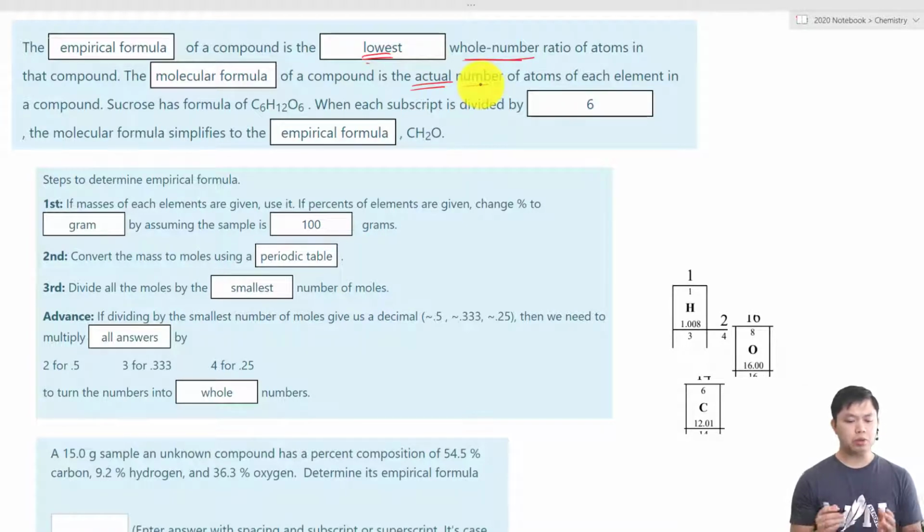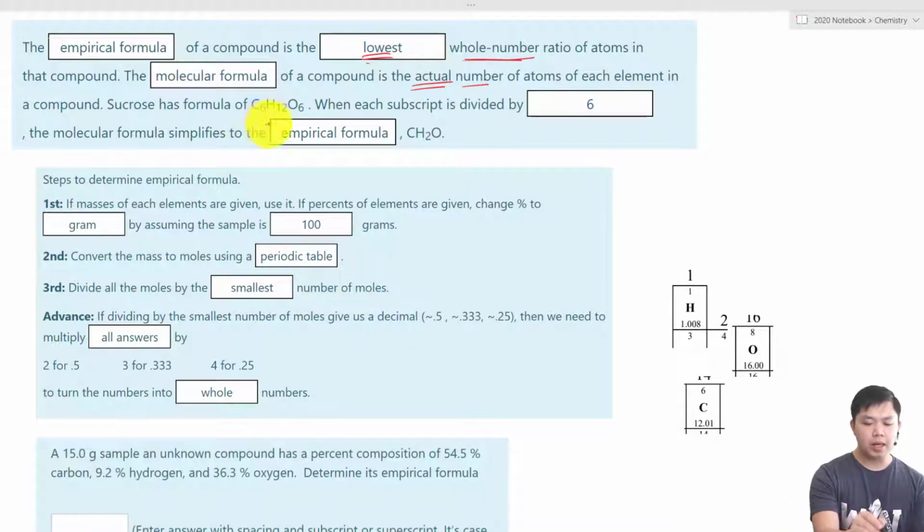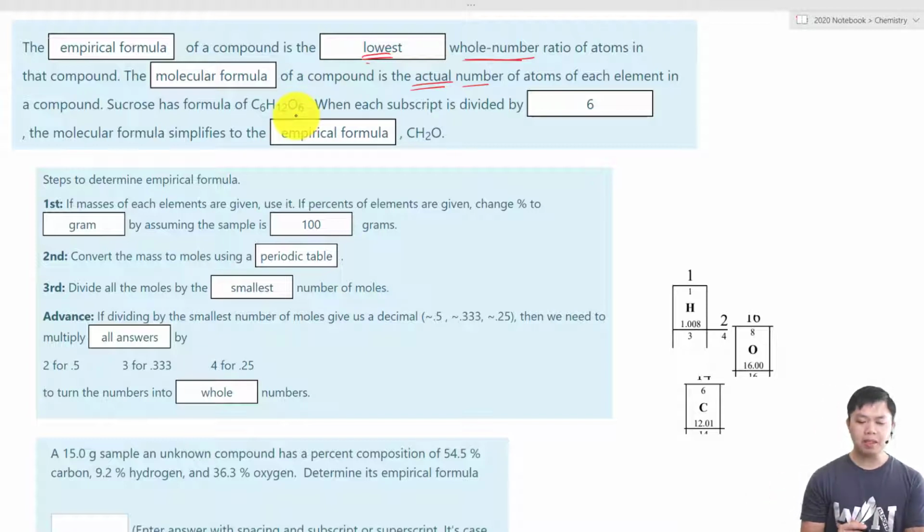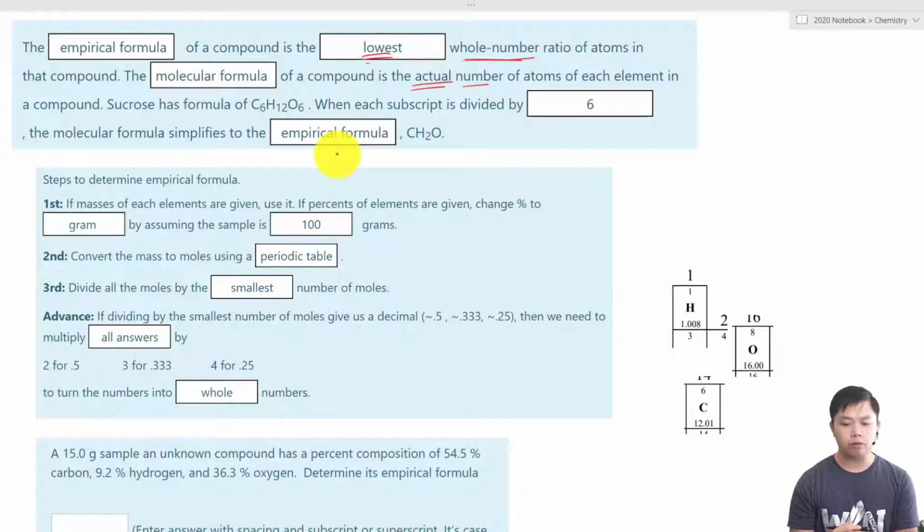For example, sucrose has a chemical formula. Now this is the molecular formula of 6 carbon, 12 hydrogen, and 6 oxygen. But notice how 6, 12, 6, the common multiple we can divide it by is 6. So that can be simplified into CH2O, and this is your empirical formula.